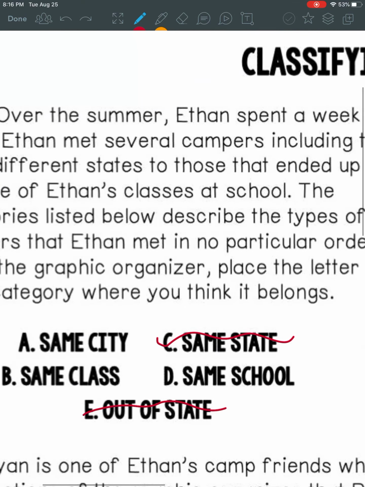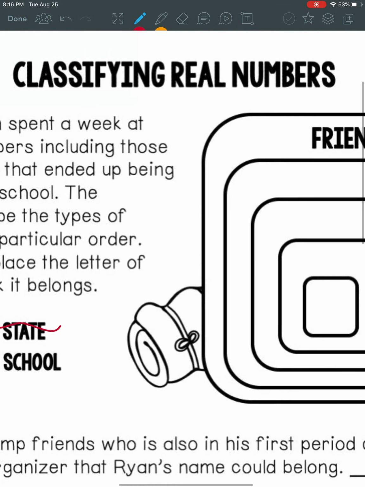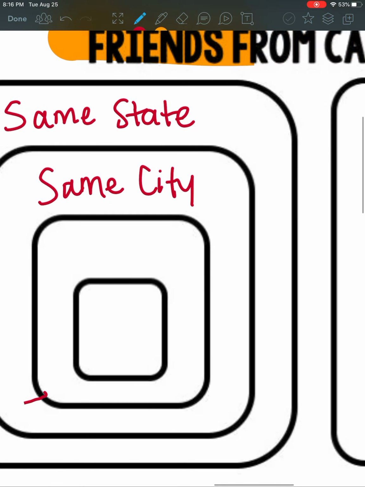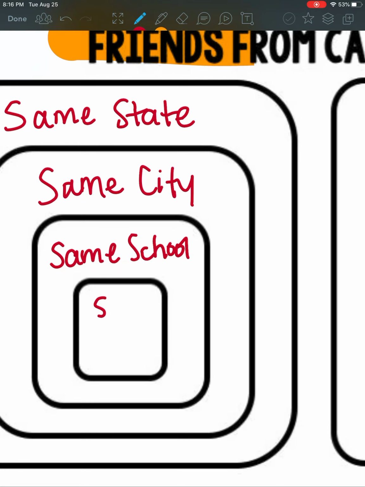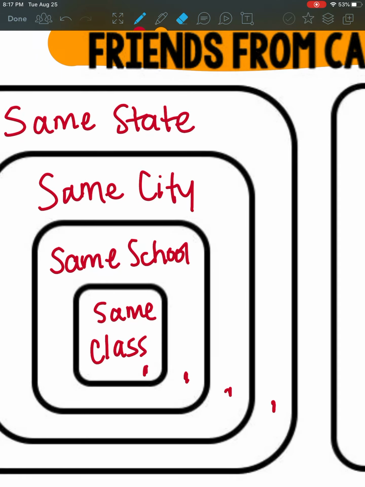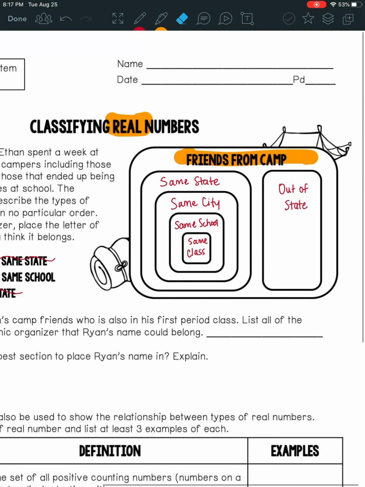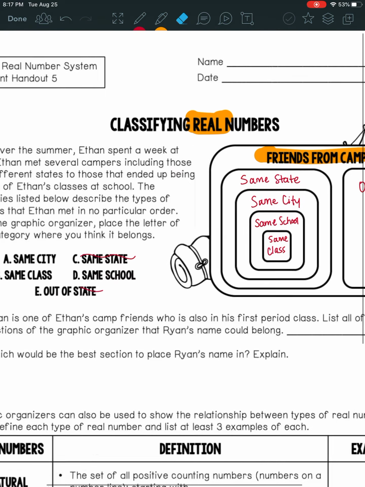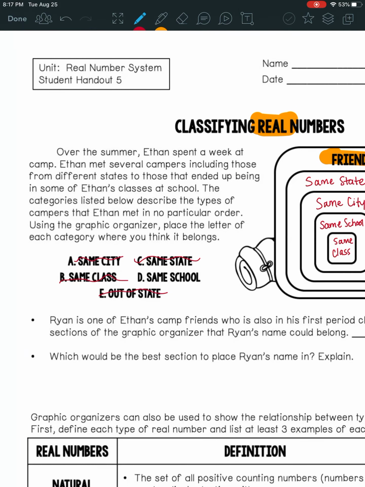Now, let's keep going down. We've got the same city taken care of. The next specific would be same school, and then same class. This shows that if they fit into this box in the middle here, if they're from the same class, that means they're also from the same school, the same city, and the same state. So they can fit into all those categories. We're going to use a graphic organizer like this with all of our different types of numbers.